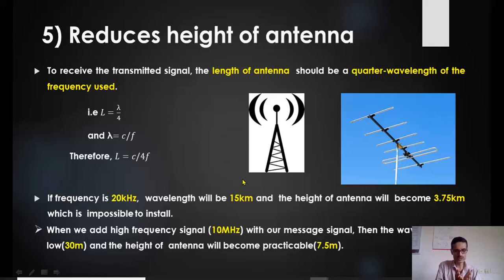Now, what we can do, we can use a modulation process. We can convert a low frequency signal, maybe a 20 kilohertz signal, into the high frequency carrier of, say, in my example, 10 megahertz. If this is the case, in that case, the wavelength of the signal is 30 meters. And if I substitute that 30 meters over here, I'll get 7.5 meters of length for the antenna. 7.5 meters is not such a big case, right? So a practically implementable antenna height is possible, we can say, by using the modulation process.